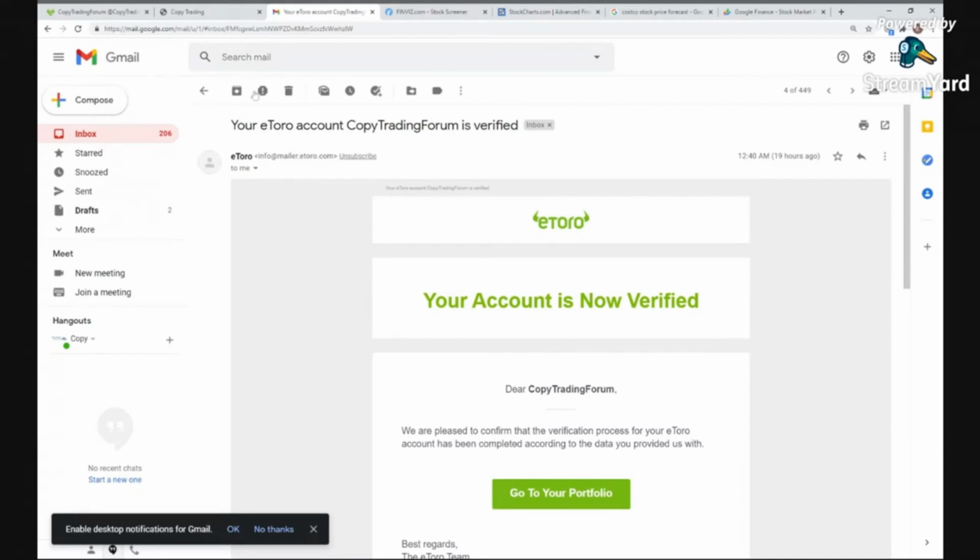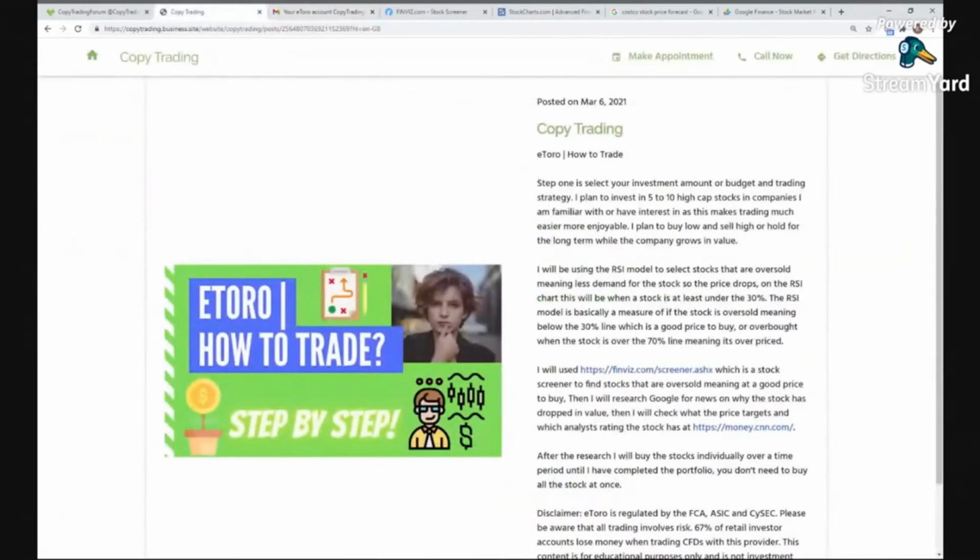But let's get started. Okay, so step one. Step one is to select your investment amount, or budget. So my investment amount for my new account is going to be, I'm going to buy 10 stocks and I'm going to invest 300 into each stock. So that'll be 3,000 total, but I'm going to start off with at least 5 stocks, okay?